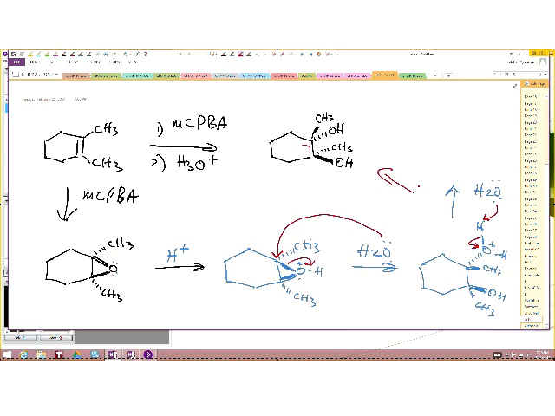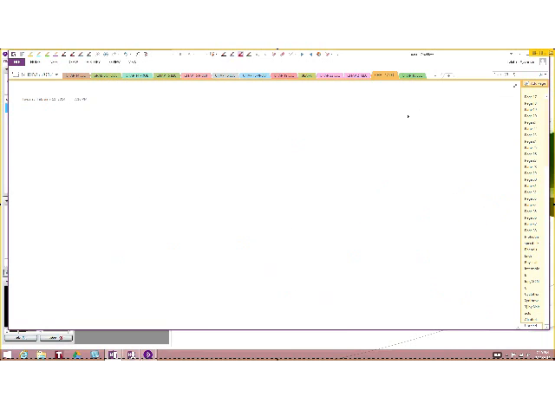But anyway, for the most part, unless I give you the mechanism, nobody is going to be asking you for the mechanism. Okay. Okay, so we say we want to go to 5. Now, this is from carbonyl compounds, right?